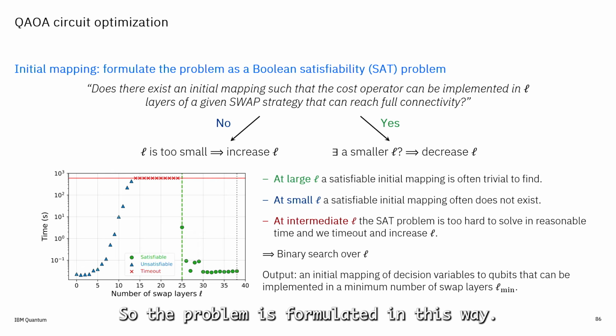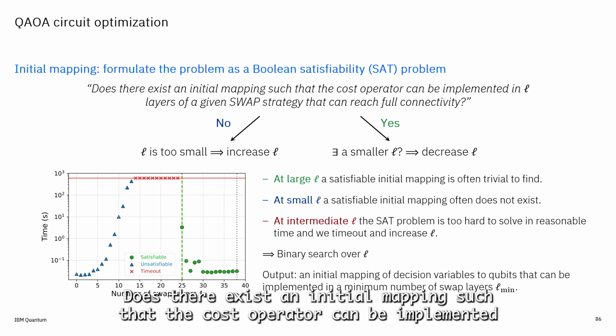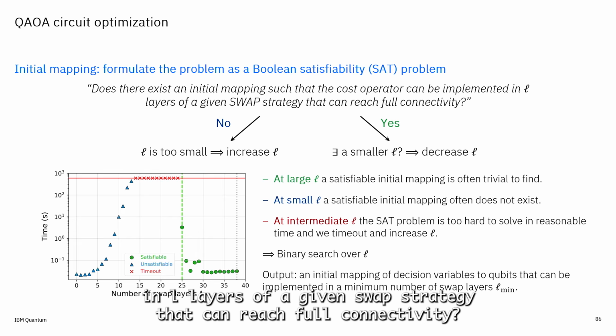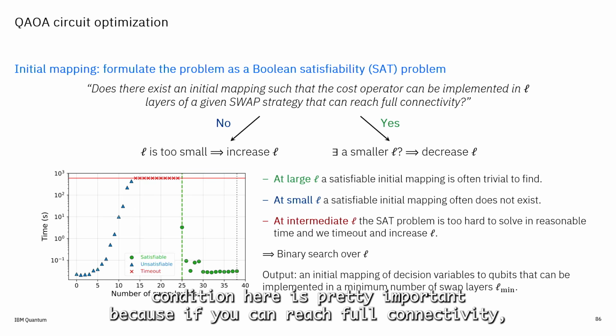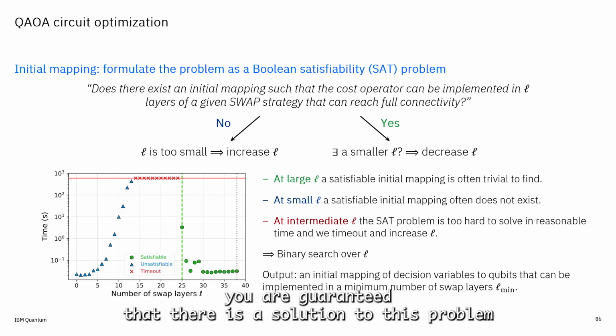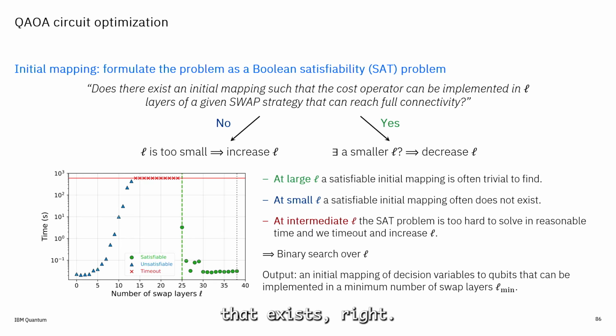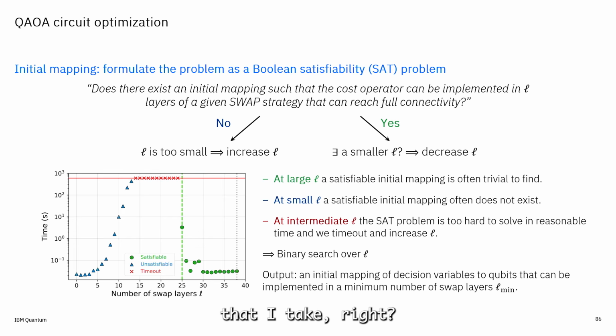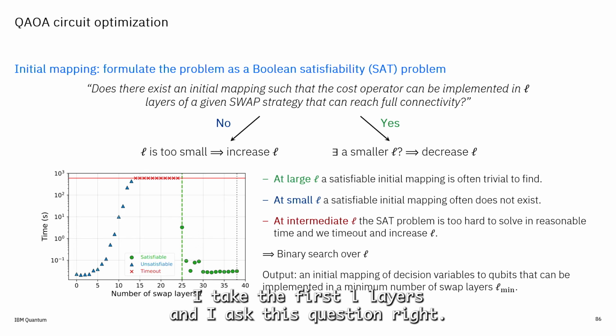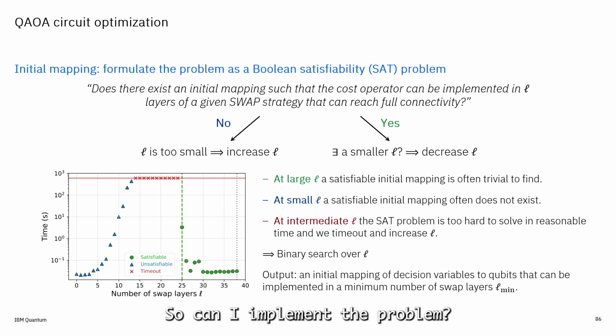So the problem is formulated in this way. Does there exist an initial mapping such that the cost operator can be implemented in L layers of a given swap strategy that can reach full connectivity? And this last condition here is pretty important, because if you can reach full connectivity, you are guaranteed that there is a solution to this problem that exists, right? So what I do is I have this swap strategy and I fix a certain number of layers that I take, right? I take the first L layers and I ask this question: can I implement the problem?